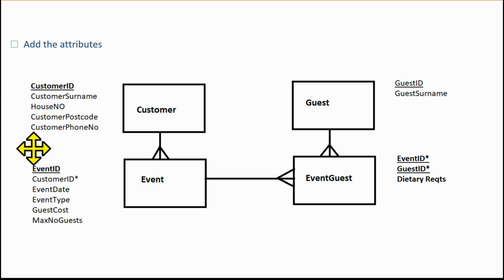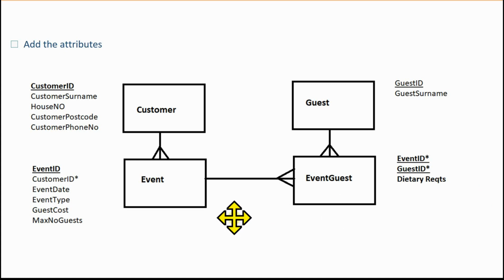Let's have a look at guest ID, pretty straightforward one. We've just got the guest surname there, and that's dependent on the guest ID. Let's have a look at this event guest. So remember, this is the joining table. And if you remember when I looked at the data, I said that dietary requirements needs to go somewhere special, because the dietary requirement depends on both the event and the guest. Because we've got one guest, one event had no dietary requirements, and the other had vegetarian requirements. So it depends on the event and the guest.